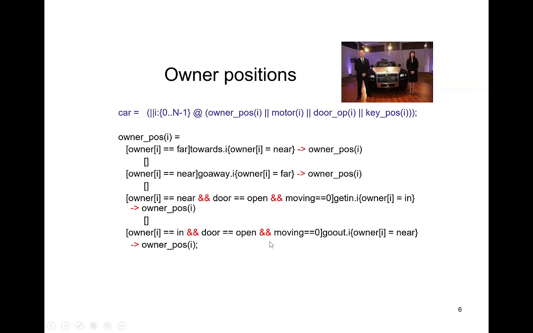Similarly, to get out of the car: when the driver is in and the door is open, when the car is not moving, again I'm pretty conservative here, you can get out of the car. When you get out of the car, the driver position is near the car. Again, moving equals 0 is conservative. If you want James Bond style, you can get rid of this particular predicate, moving equals 0.